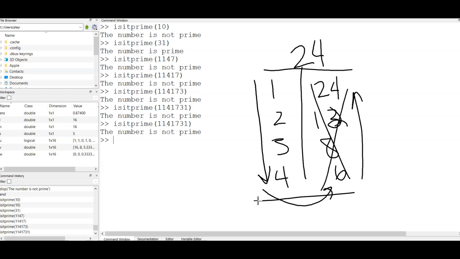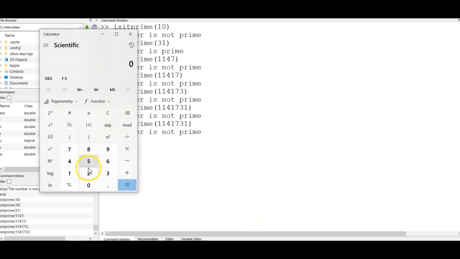We could stop with the closest thing to a perfect square. In this case, there isn't a perfect square, so the square root of 24, let me bring up a calculator, is 4.8, all that stuff. So if I check 4 and it doesn't work, and then, if this had been 25, the square root would have been 5, and I would have stopped at 5.